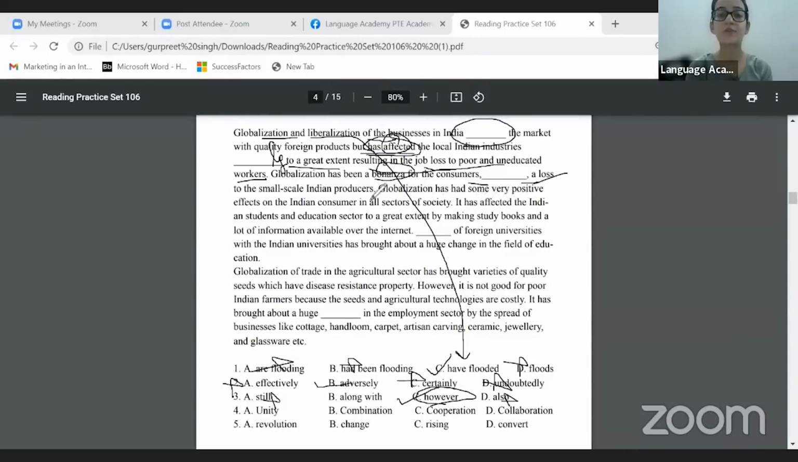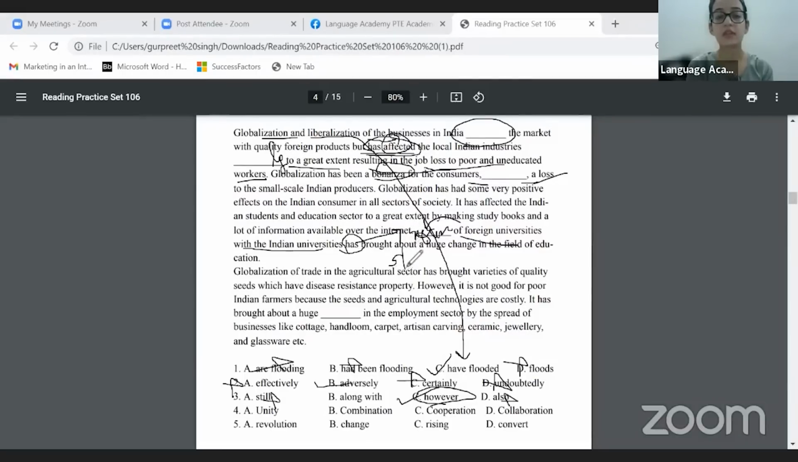Globalization has had some very positive effects on the Indian consumer in all sectors of society. It has affected the Indian students and education sector to a great extent by making study books and a lot of information available on the internet. Dash of foreign universities with the Indian universities has brought about a huge change in the field of education. So analysis first. If the blank is before "of", we need a noun. Whenever we need a noun, the second thing that you should check is, do I need a singular noun or a plural noun? So the helping verb that they have used is "has", which tells us that we need a singular noun here.